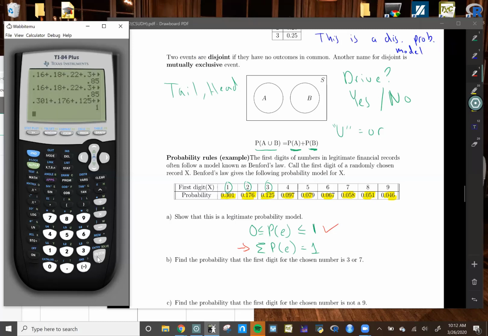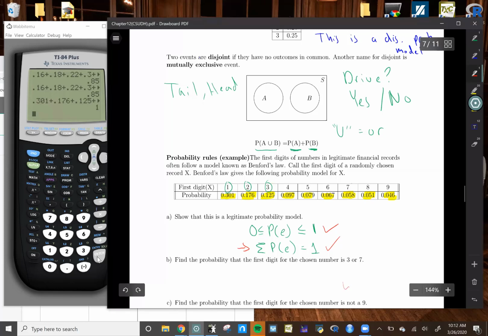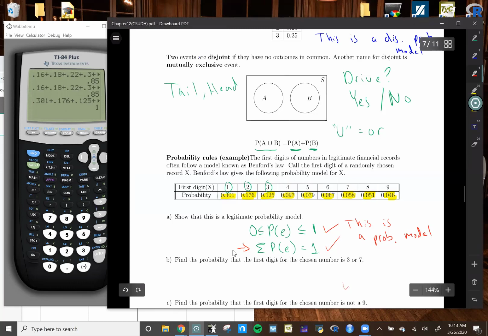All right, so I think I got all the numbers, and if you look at it, it does add up to 1, so that's checked off. All right, so we'll say this is a probability model. And that's all A is asking for. Any questions for A? If you do have a question, you can just post that on chat, or if you want to be vocal, you can just say your name and tell me you have a question. All right, cool. So let's go to part B.